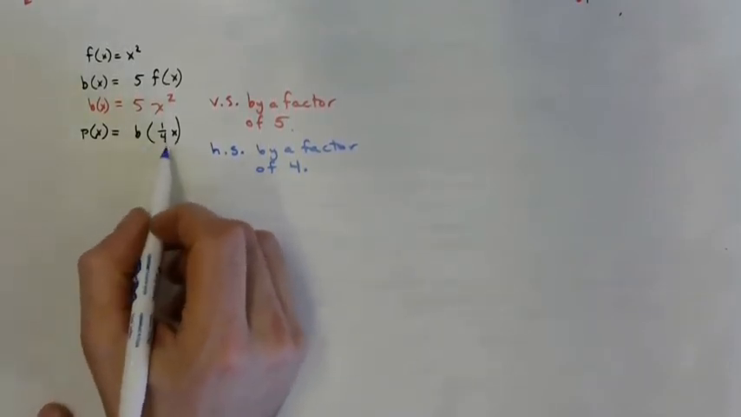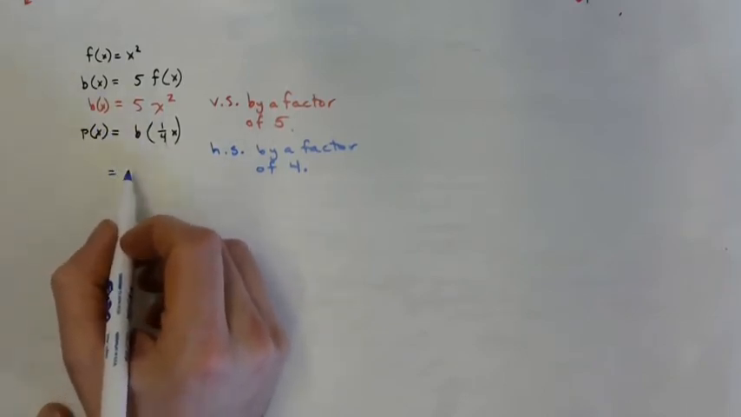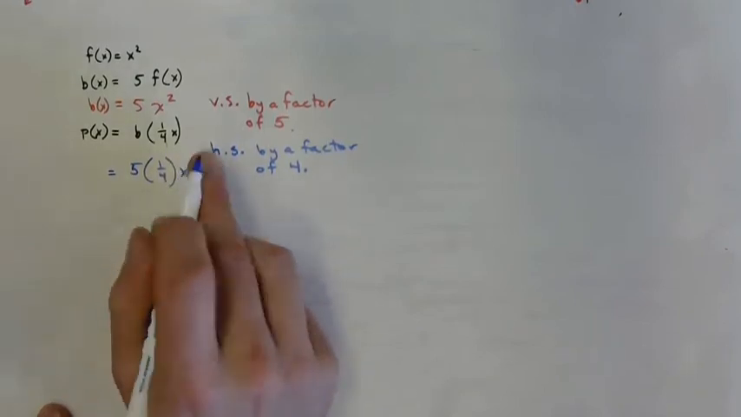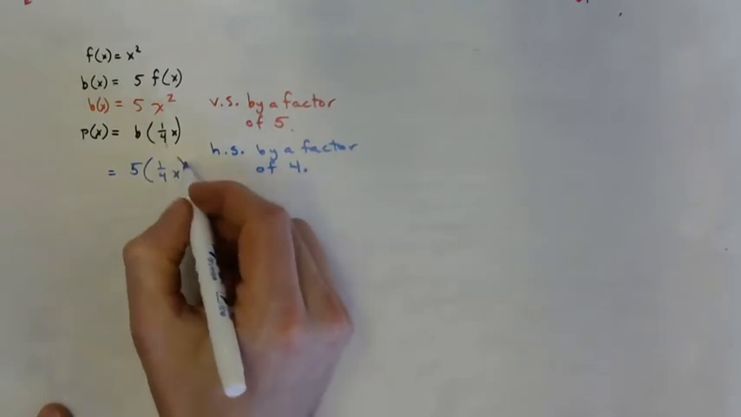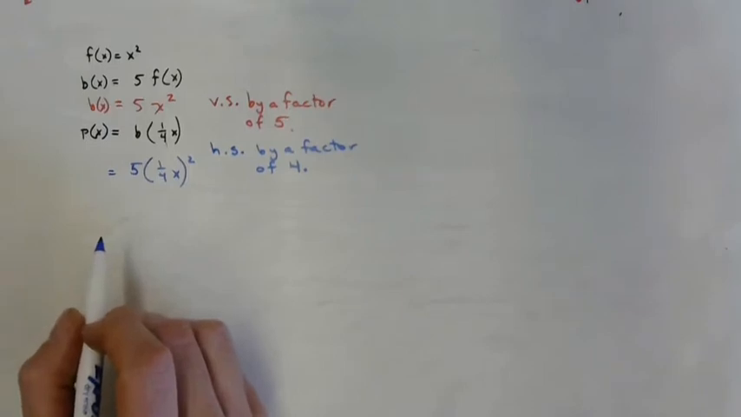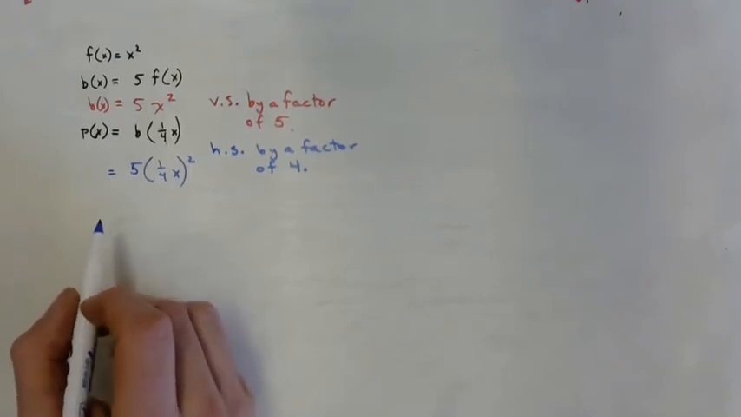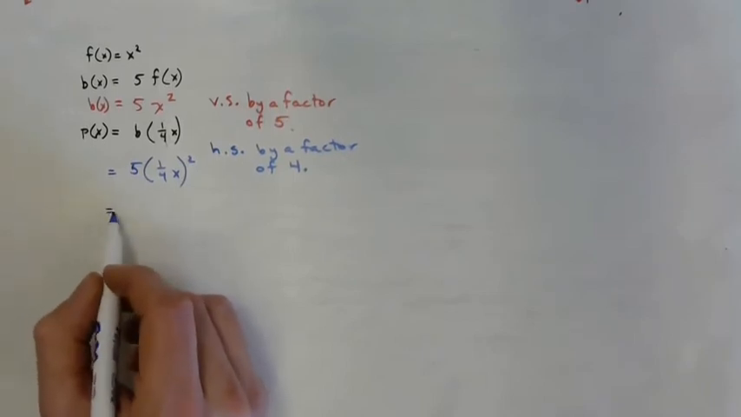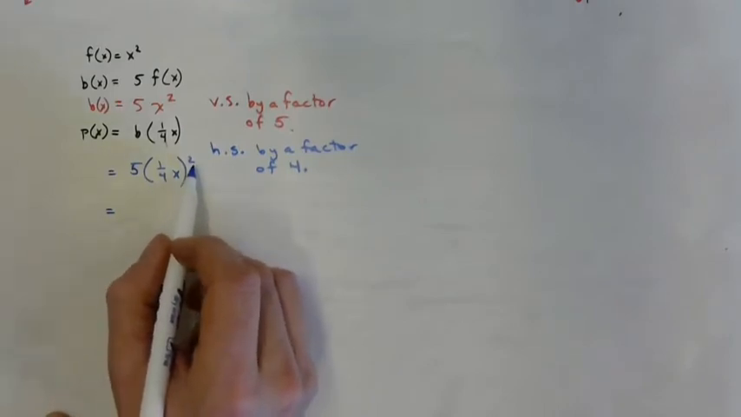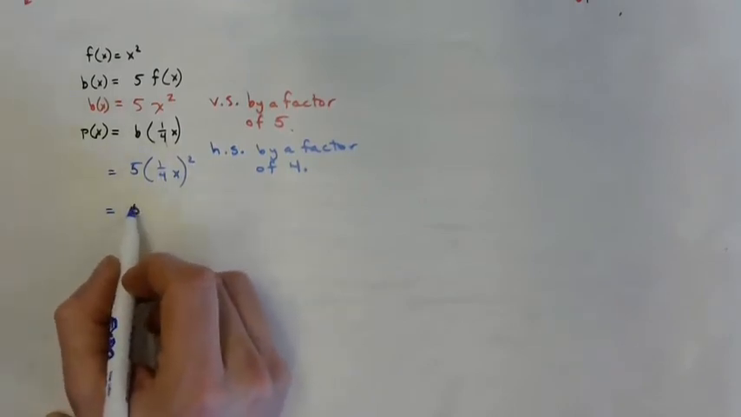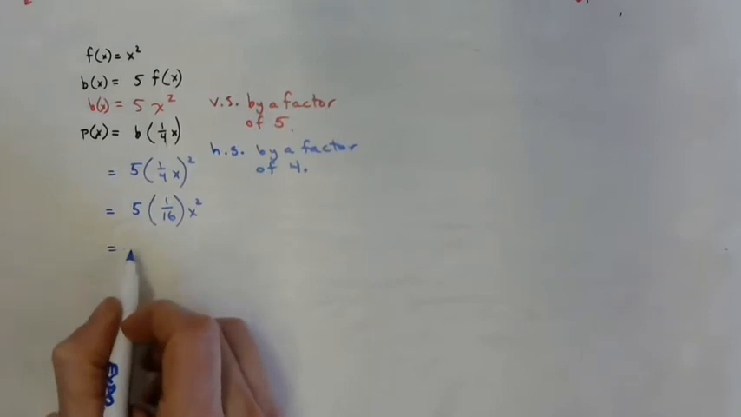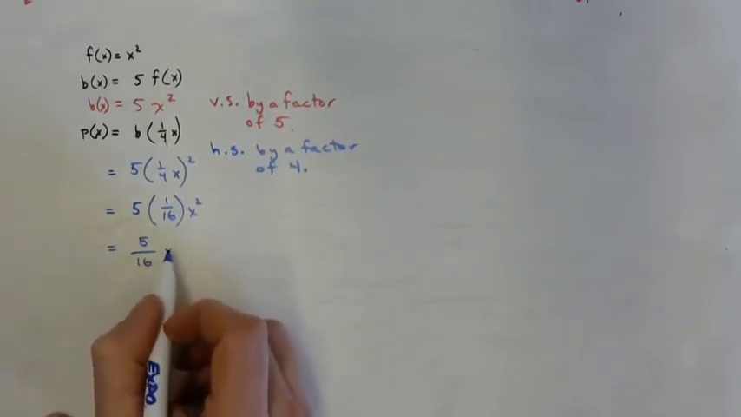Okay, so everywhere I see an x in b of x, I'm going to sub in 1/4 x, and it's still squared. How do you know whether to call it b of x or p of x? I will tell you. It literally told us, and I was just copying what it's telling us. So now what happens here? 1/4 and x need to get squared. Do you know what 1/4 squared is? 1/16. Good job. So we're looking at 5/16 x squared.